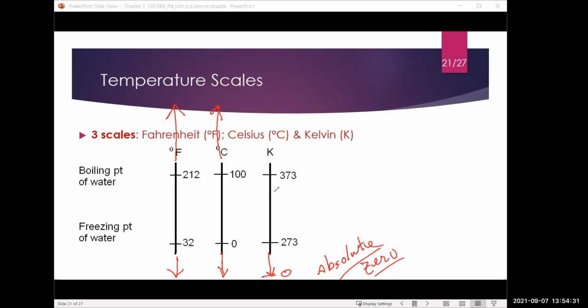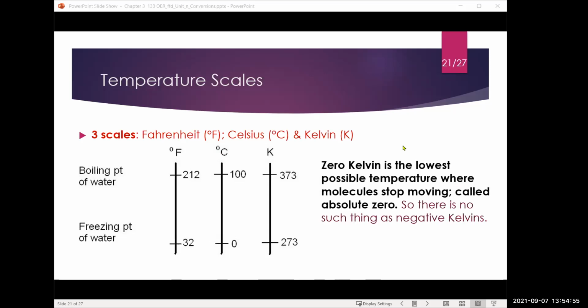Now, Celsius and Kelvin are related to each other. In other words, if I have Celsius and I need to go to Kelvin, I simply add 273 to my Celsius temperature. And that information, again, is given to you in the shapes table. So it's not necessary to memorize it because you have the shapes table there.